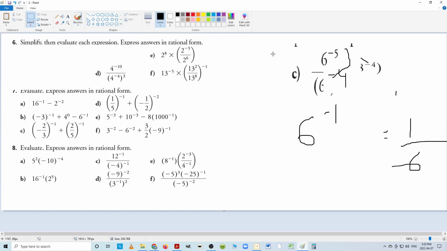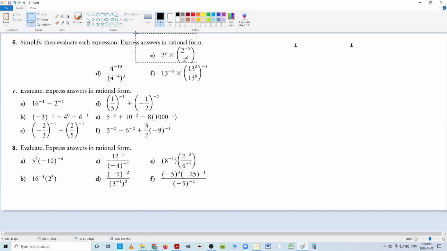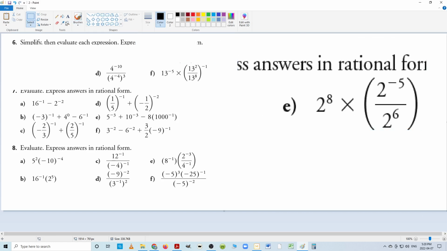So here, when you get in these complicated ones like this, just do the brackets first. It helps if you just have a plan. So the brackets here, we'd follow the rule minus 5 minus 6. So it becomes 2 to the minus 11. Now there's no need to put it into the fraction form yet because we're now multiplying it times 2 to the 8. So we add these. 8 plus minus 11 is 8 minus 11. It becomes 2 to the minus 3, which is the same as 1 over 8, or 2 to the 3.